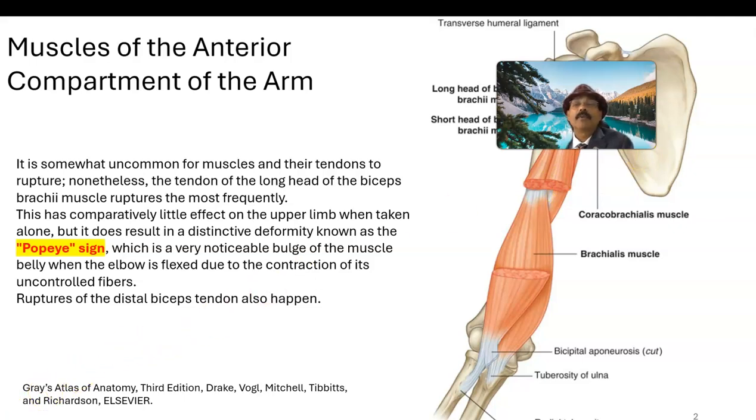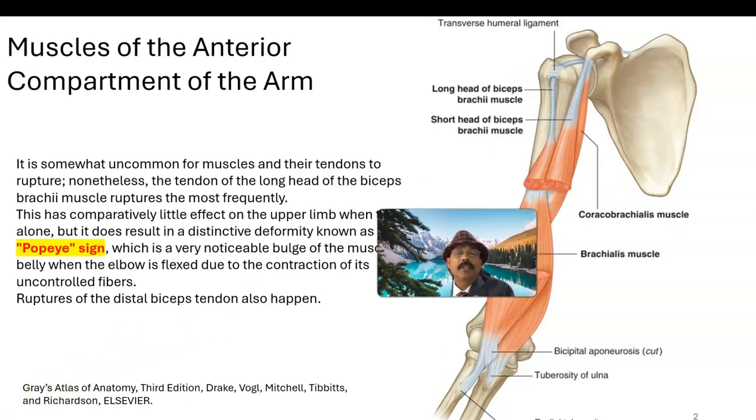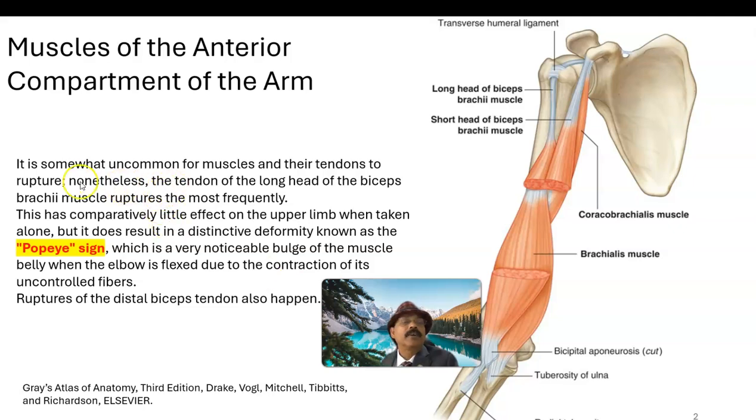Muscles of the anterior compartment, we got that. It is somewhat uncommon for muscles and their tendons to rupture. This is a clinical note. Nonetheless, the tendon of the long head of the biceps brachii muscle ruptures most frequently. The long head goes through the intertubercular groove, so it has more chance to be ruptured.